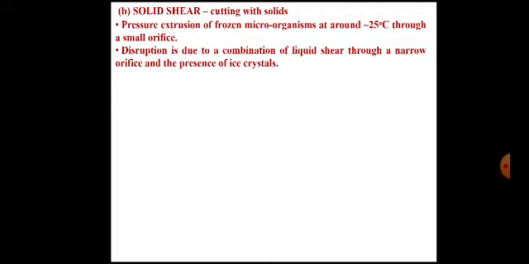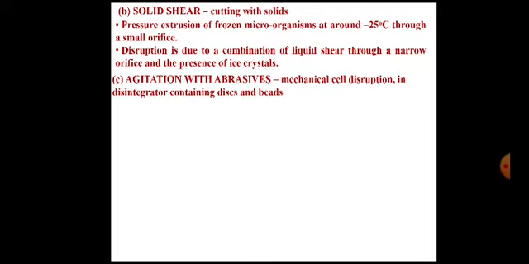The disruption of the cell membrane and cell wall will result from a combination of liquid shear through a narrow orifice and the presence of ice crystals. So both liquid shear and ice crystals, that is the solid shear, are responsible for causing the lysis of cells, bringing the intracellular metabolites outside.